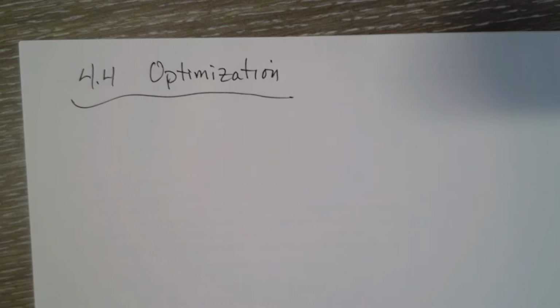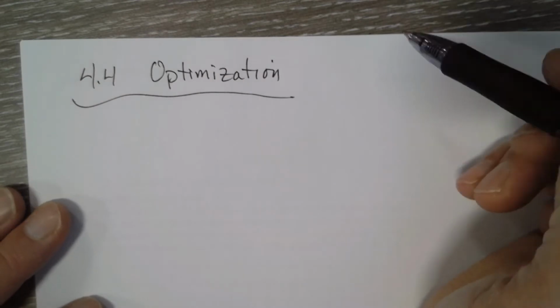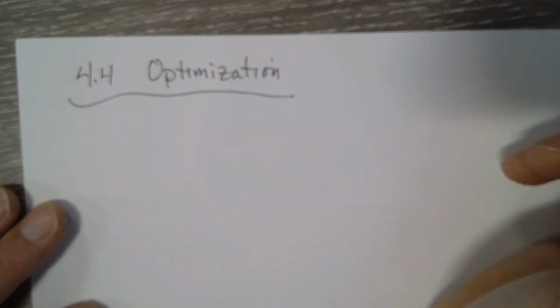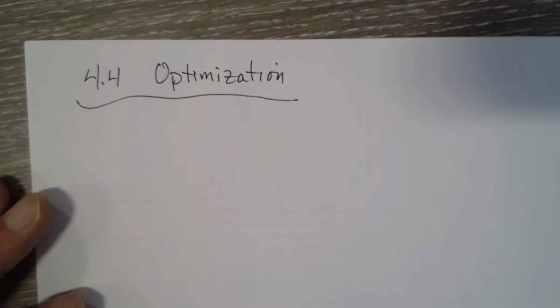Alright, 4.4 optimization. We're using modeling to create an equation and ultimately calculus to find the min and max of things. A lot of times we're trying to maximize the volume of something or maximize profit. You might be asked to find the minimum time of something or minimum cost. So you're finding either a maximum or minimum of something.